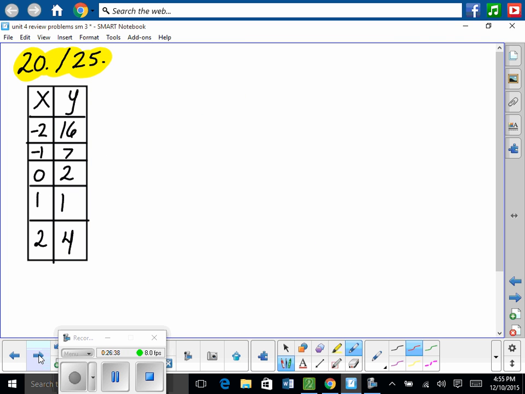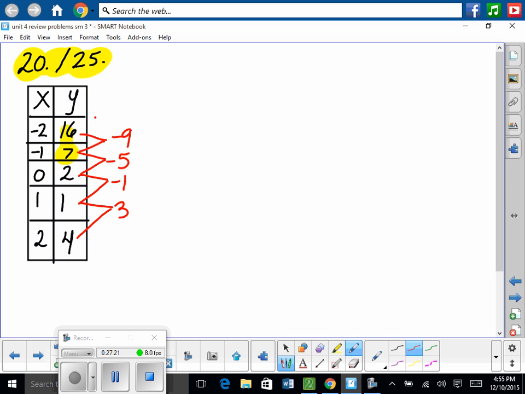Okay, number 20, and 25 is actually the same exact problem. It says, what is the degree of the polynomial that generates the data below? Remember, we can test to figure out what degree it is by taking differences of our y values. You always subtract the one that comes before from the one above it. So you'll be doing 7 minus 6, and you get -9. 2 minus 7 is -5. 1 minus 2 is -1. 4 minus 1 is 3.